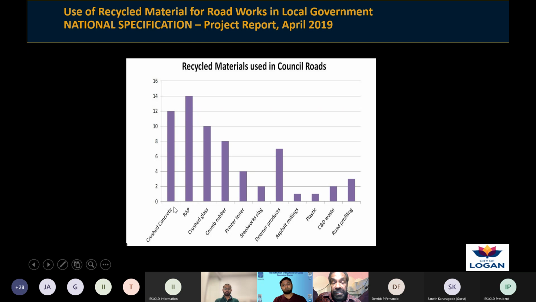These are the types of material they use in Australia: reclaimed pavement material from the asphalt part, plastic, and then recycled crushed concrete, and so forth.